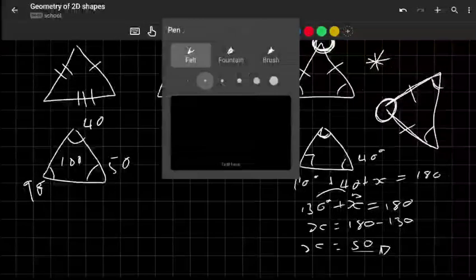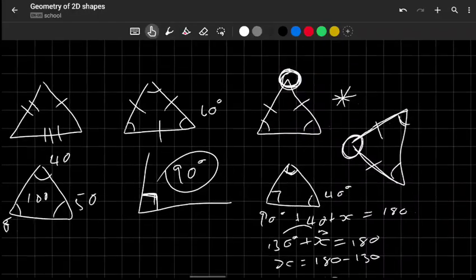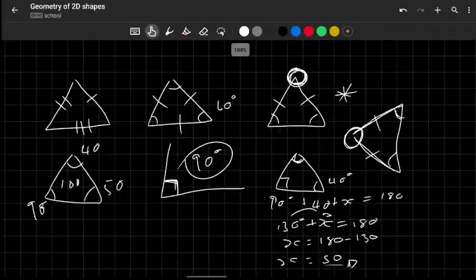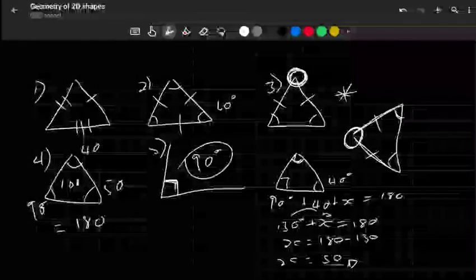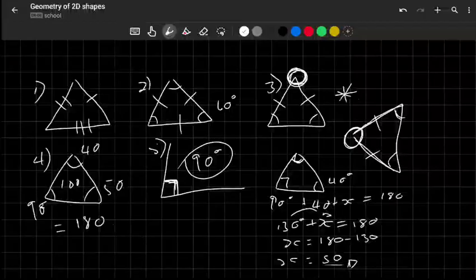But we'll do these explanations together. What I want you to understand are these fundamental rules. 1, 2, 3 types of triangles. 4 is the sum of angles all add up to 180, and then 5 is this rule, that 90 degrees.